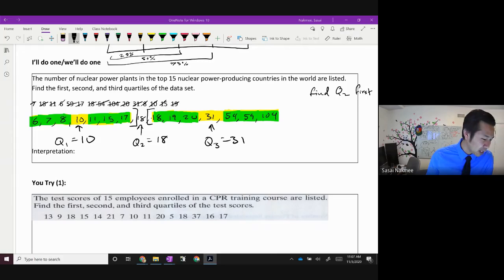Fewer than 10 power plants. Oh my gosh, not at least, fewer than 10 power plants, right? 50% of the world have fewer than 18 power plants, and 75% of the world have fewer than 31 power plants. Or you could say the other way, 25% of the world have more than 31 power plants listed in there if they are a big nuclear power producing country.